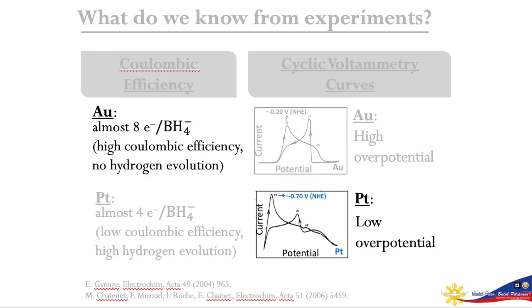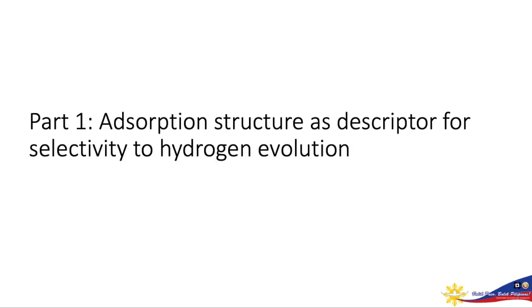So we conducted DFT calculations in order to understand the difference in the catalytic activities and selectivities of gold and platinum, so that we can gain insights for the rational design of catalysts for borohydride oxidation. Let us look at the adsorption structure of borohydride on gold and platinum.